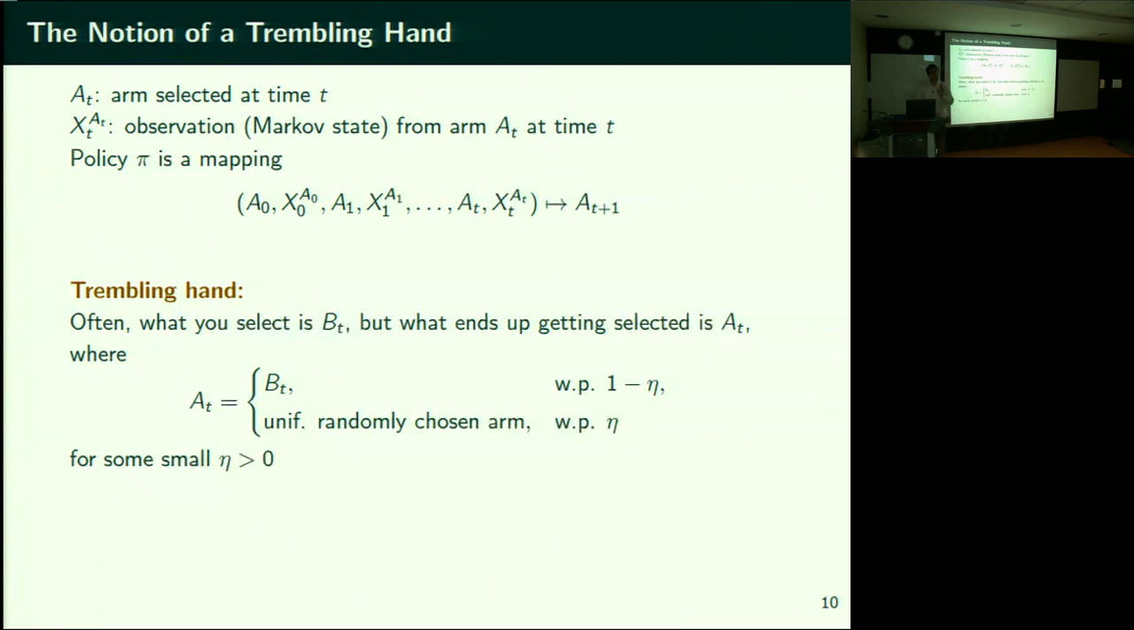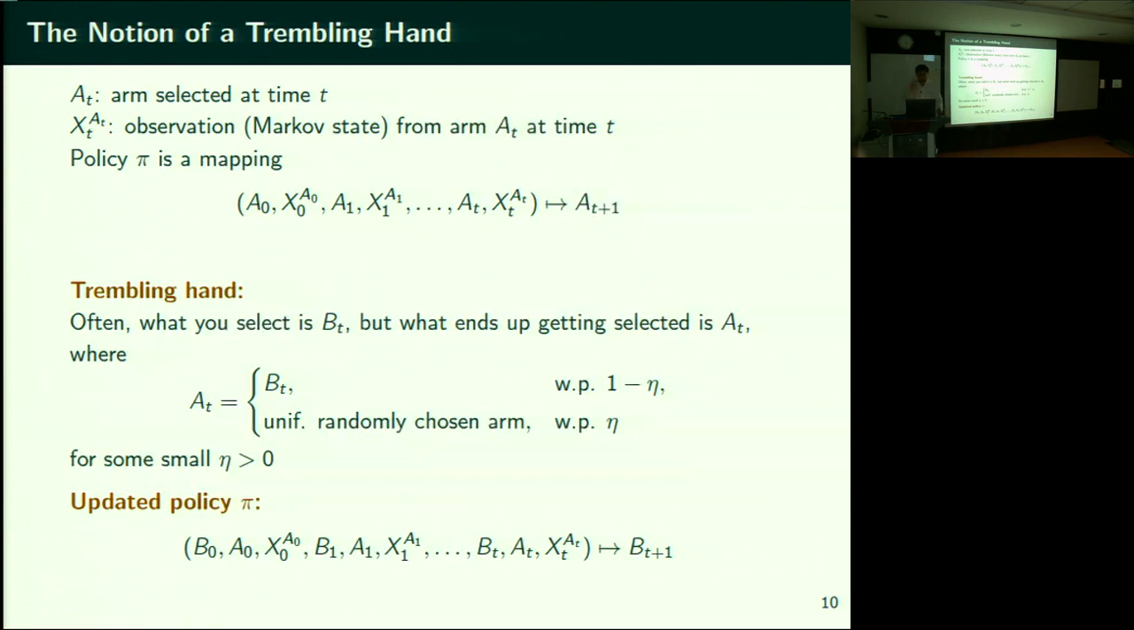Now how are AT and BT related? They are equal with a high probability, 1 minus eta, where eta is a small parameter. But with some small probability eta, your eye actually gets focused on some other location, so AT is a randomly chosen movie to observe. This is what I'm going to call a trembling hand. Now what does your policy look like? Based on all the information that you have, you decide to look at some movie location. That is all in your control. What ends up getting selected is not in your hand. It's a trembled version of what you intended to look at.